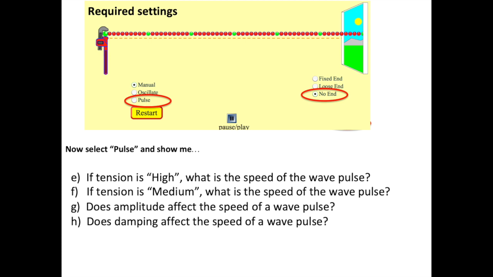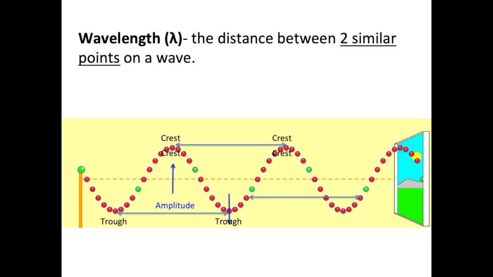We found that the amplitude did not affect the speed of a wave pulse, and we found that the damping also did not affect the speed of the wave pulse. So from this, we can see that the tension affects the speed, but not amplitude or damping. Okay, next we will look at wavelength.